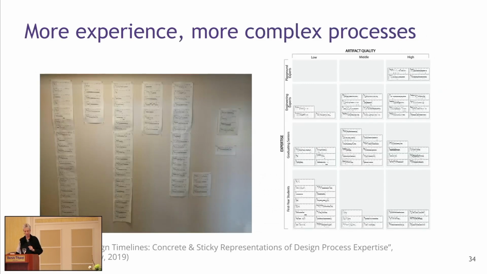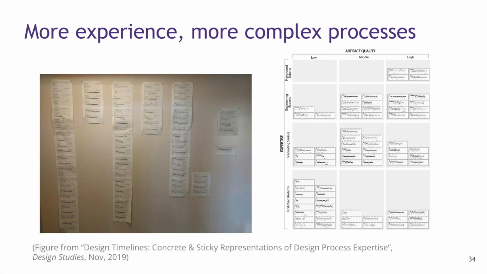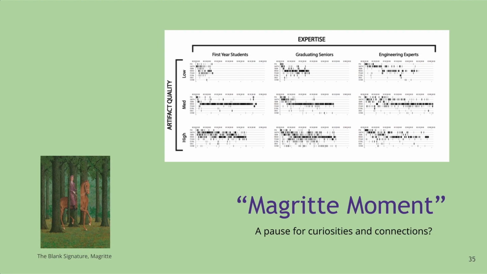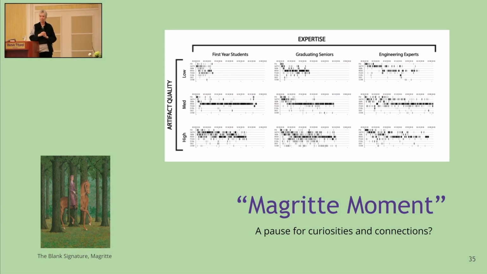So, to summarize: more experience, more complex processes, more fluid, more dynamic moving across design activities, being cognizant that you need to understand the problem the entire way through. So this is the first Magritte moment. Do any of these research results connect with you and the wicked problems you're working on?